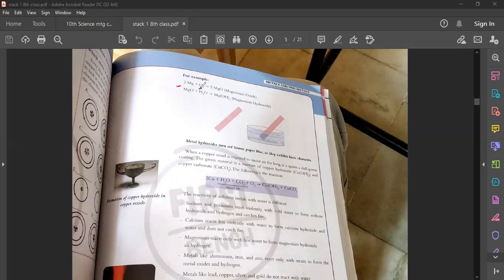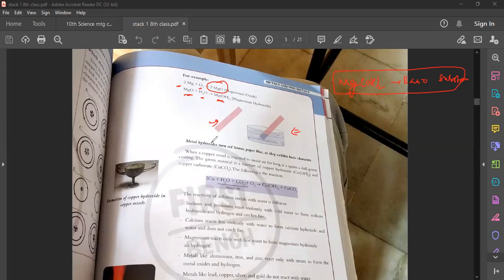Magnesium reacting with oxygen will form magnesium oxide. Magnesium oxide dissolved in water is alkaline, so it will form magnesium hydroxide. Magnesium hydroxide is a basic substance. So how will a base show its color on litmus paper? It will convert red litmus paper to blue color.